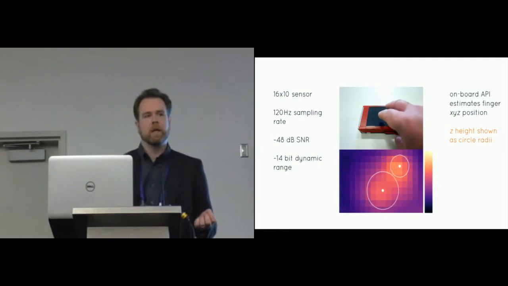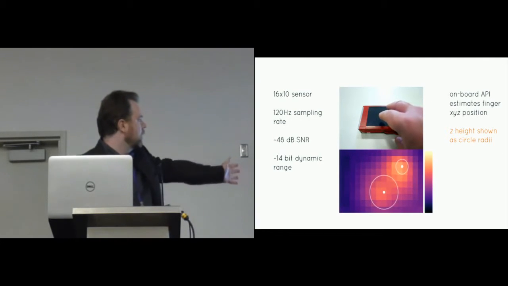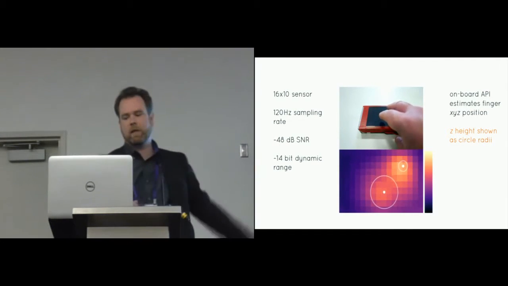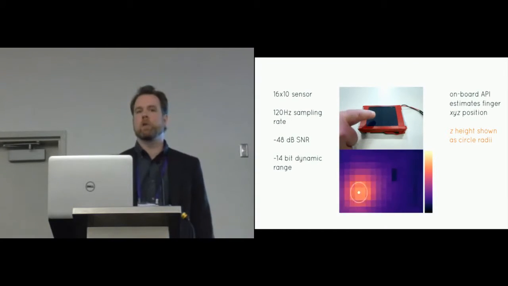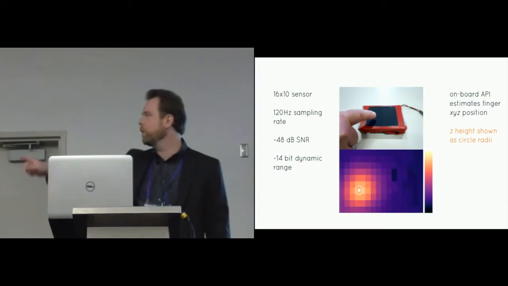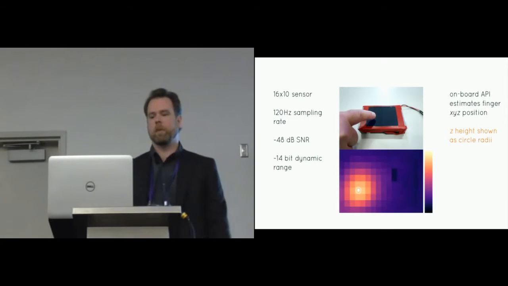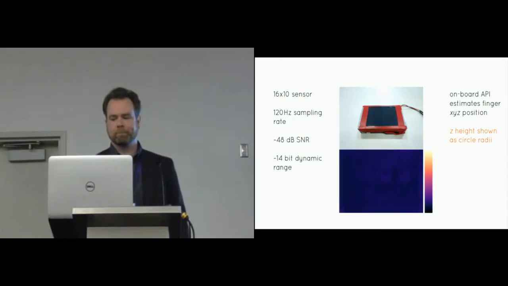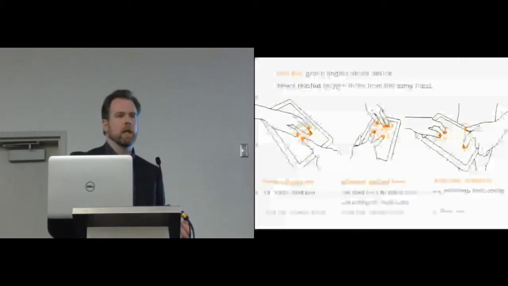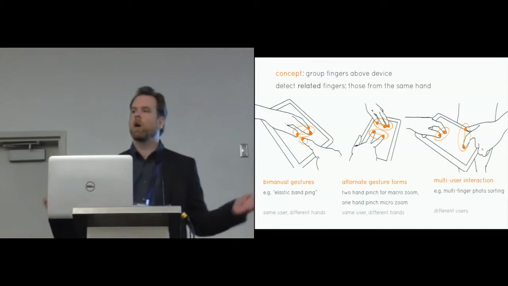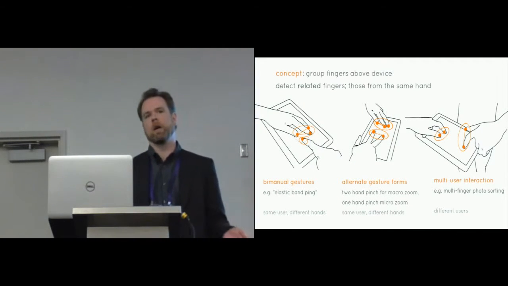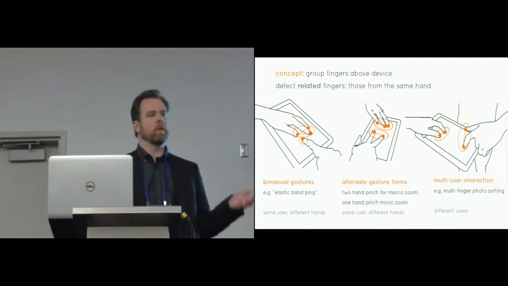that we have. So you have a device like this that's measuring self-capacitance on a 16 by 10 array in this case, and there's an onboard API which is tracking the finger positions. You can see the height above the surface given by the radii of those circles. And here's the concept. If we can group the fingers according to the hands to which they belong, then we can extend the capabilities of the device.